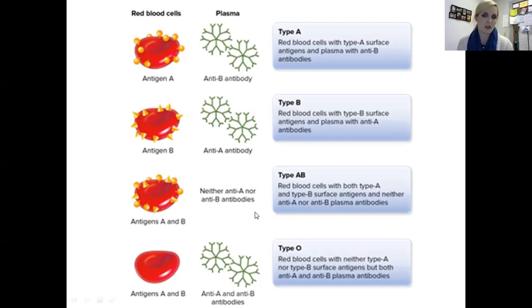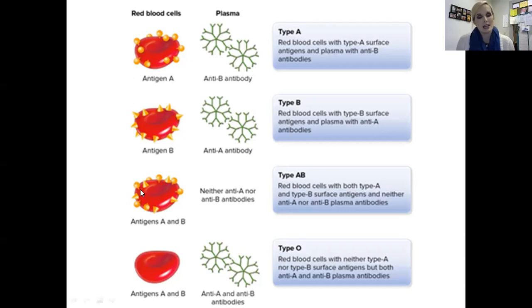So that's why you see neither A or B antibodies. And then in type O, nothing is recognized. So A and B are both considered foreign because neither A or B antigen is naturally on the surface of their red blood cell, so they're considered both invaders. So that's why they have the anti-A and anti-B antibodies.